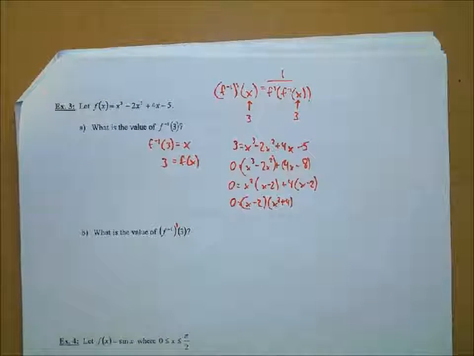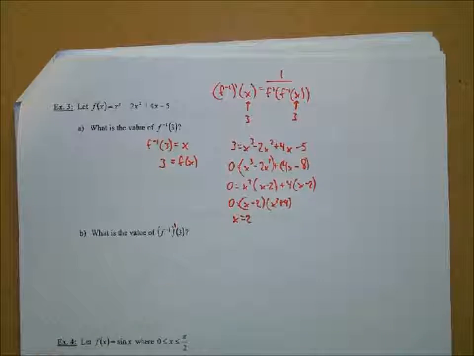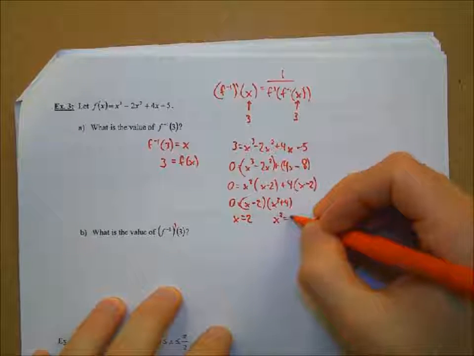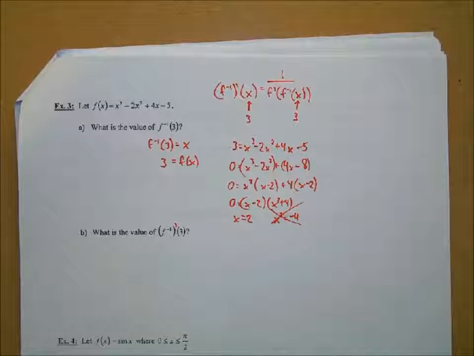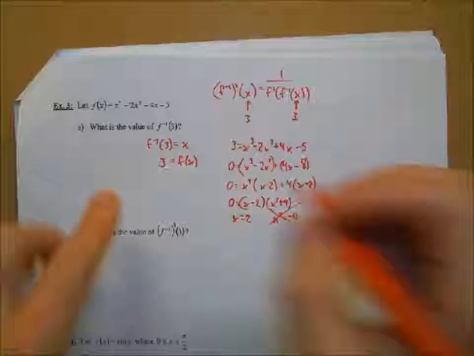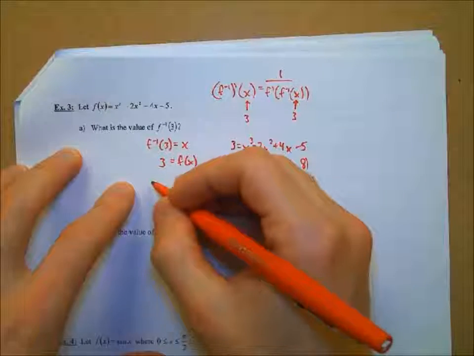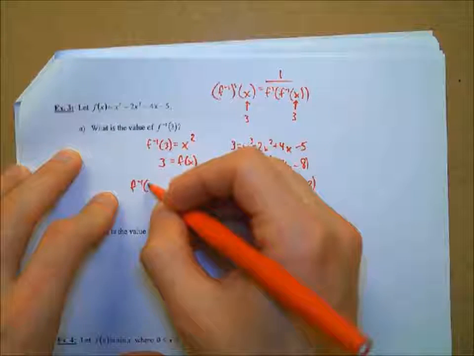Okay, x equals 2, and x squared equals negative 4, which is imaginary, so we can throw those out. So what does f inverse of 3 equal? 2, okay? So the x value here is 2. So in other words, f inverse of 3 is 2, okay?